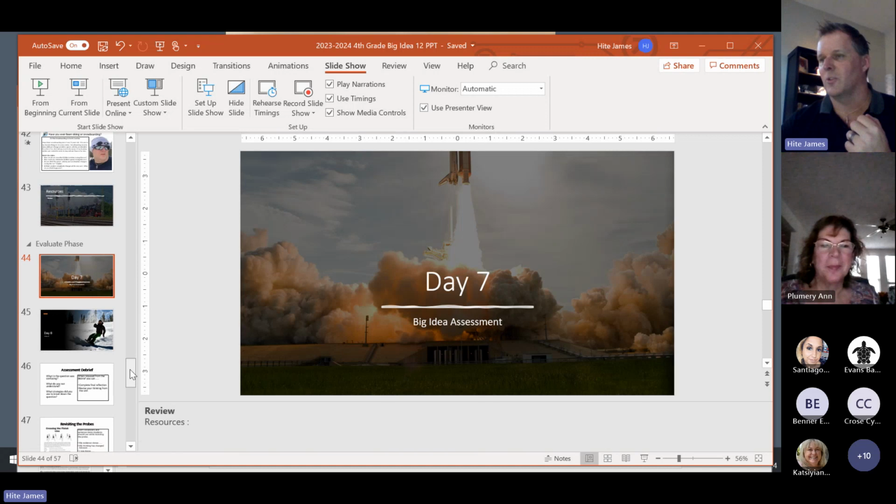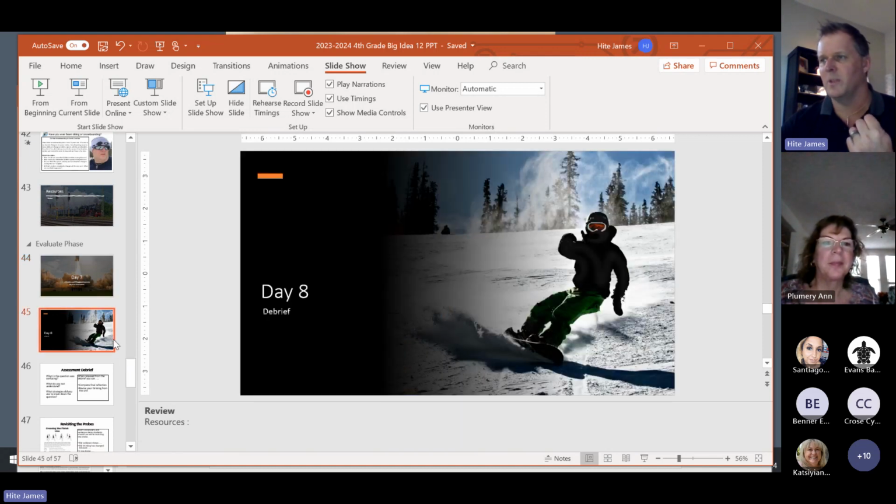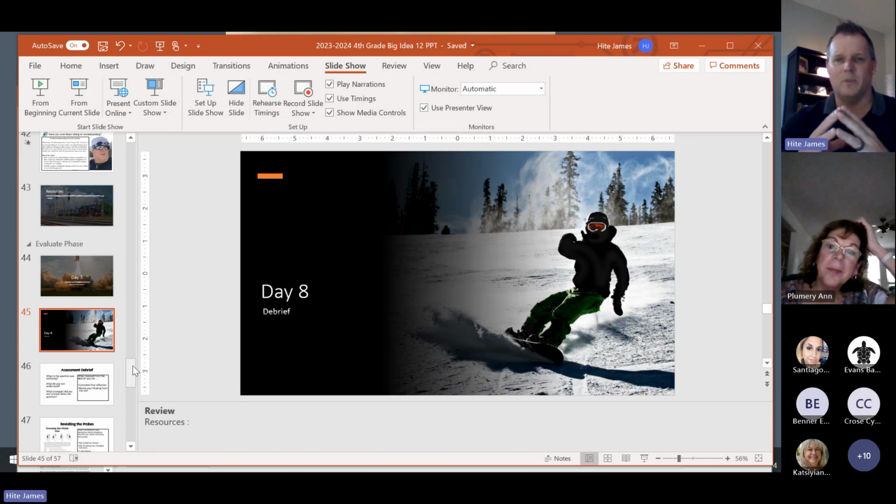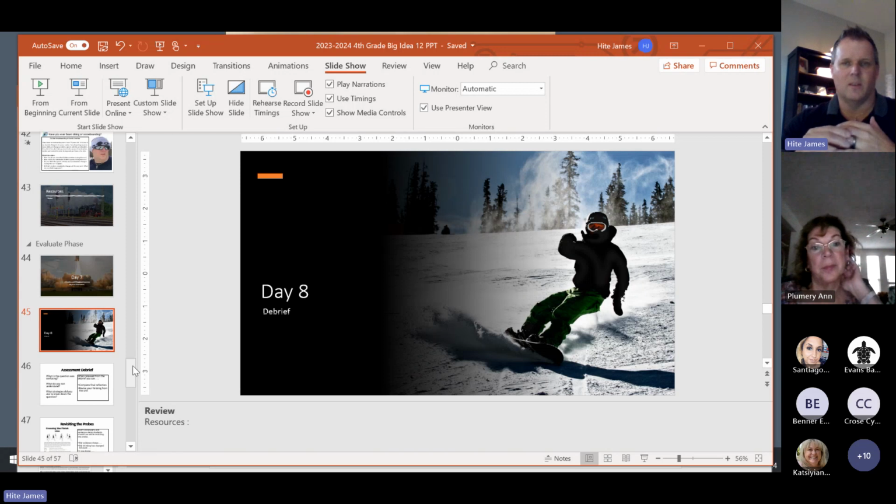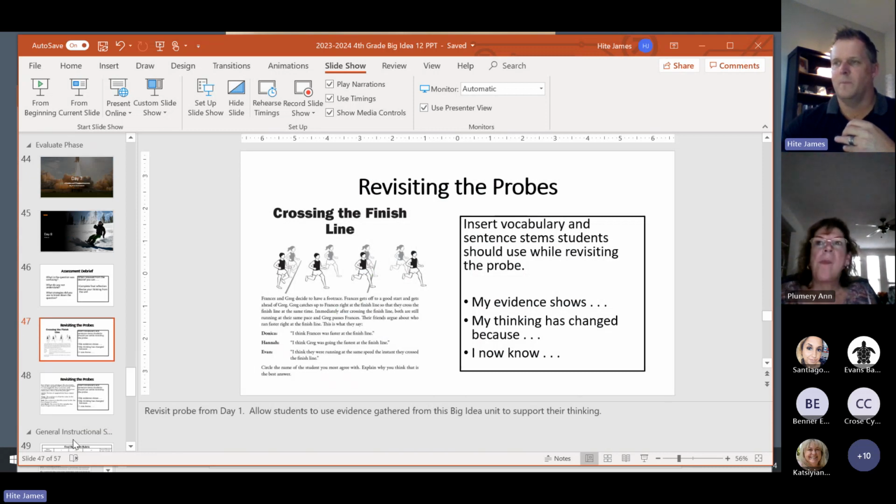Then they'll take the short assessment. And obviously the biggest thing is we want them to be able to debrief. So we built that time in to go back and debrief any questions that they might have struggled with. Even going back to the probe. I put the explanation up there as well, so they can see what they got on that.